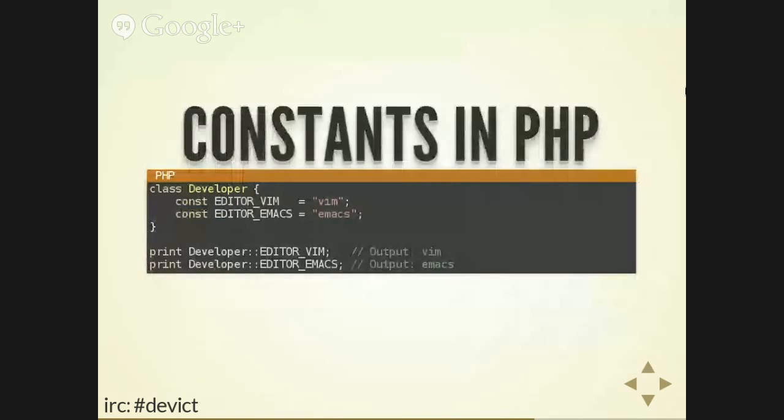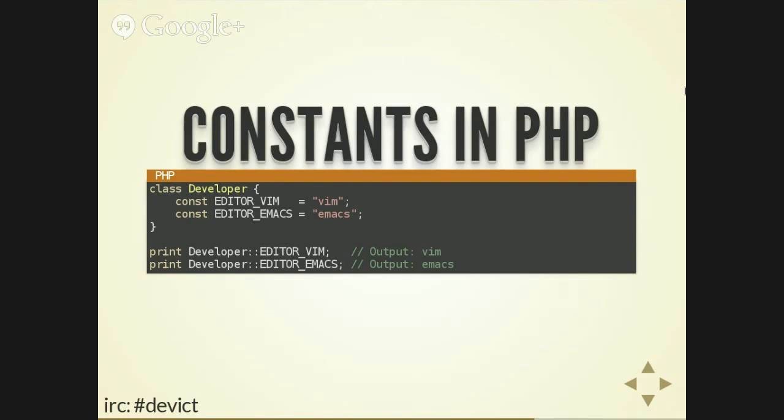So, constants in PHP. For a class constant, you use the keyword const, then the name of the constant in all caps, and then you give it a value. Once it's set, it's never going to change. So here I have the value for EDITOR_VIM is just vim, and the value of EDITOR_EMACS is Emacs.